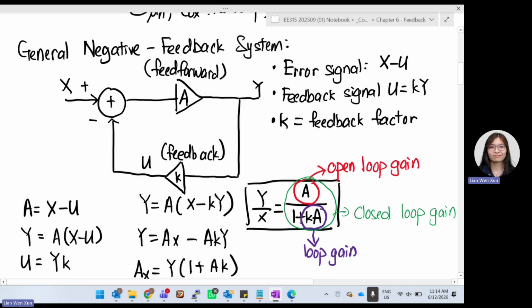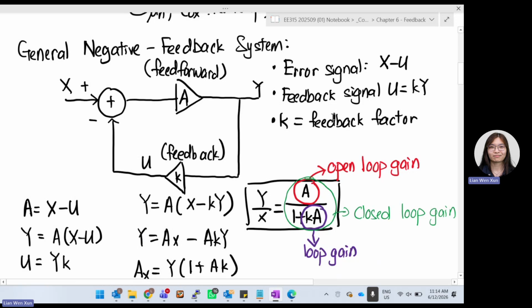So generally, you will see this diagram a lot. X input goes in. We have a subtractor. Then it goes to our main amplifier. The A is your amplifier. And then it goes to output. That's the general single op-amp or something. But if you want to add feedback from the output Y, you will need to have another amplifier or another circuit as a K, and then loop back to your input. So that's for your feedback system.